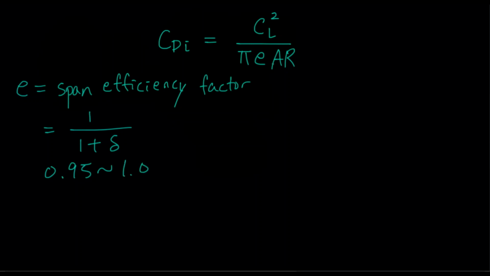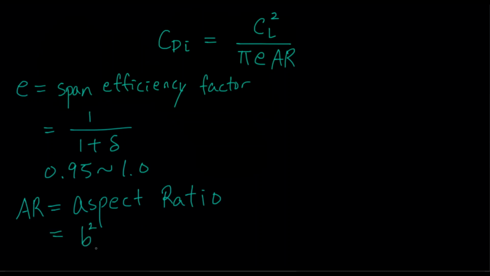How about AR? Well, AR is the aspect ratio, and aspect ratio is a very important characteristic in aerospace engineering. This is usually b squared over S. b is the span of the wing, S is the area of the wing.